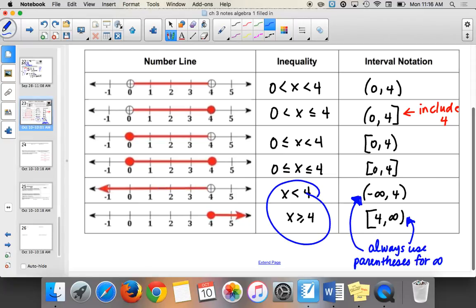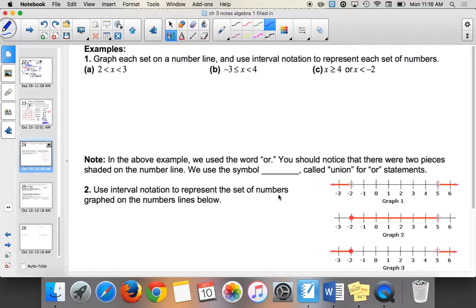All right, so let's do some examples. It says graph each set on a number line and use interval notation to represent each set of numbers. So now we have it in the inequality form, and we want to write it in interval notation. So let's graph these on a number line. We're going to have 2 is less than x, which is less than 3. Will, you with me? All right, so it's going to be directly in between 2 and 3.